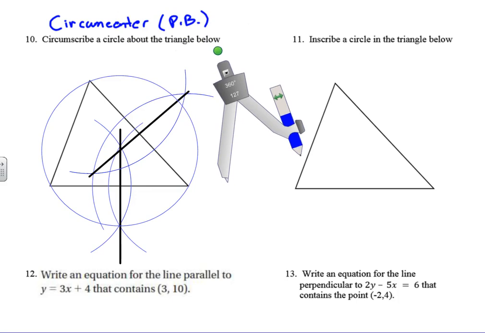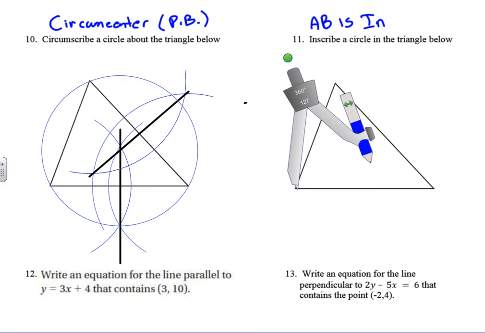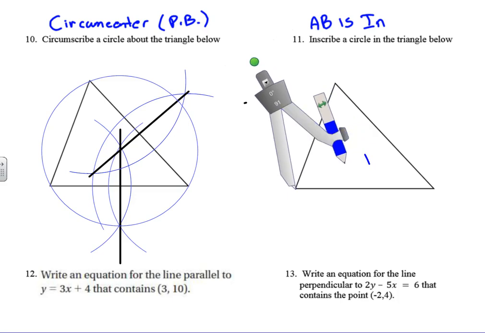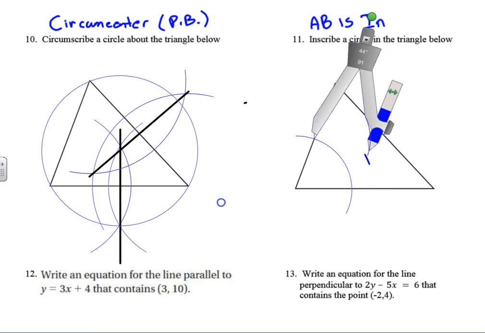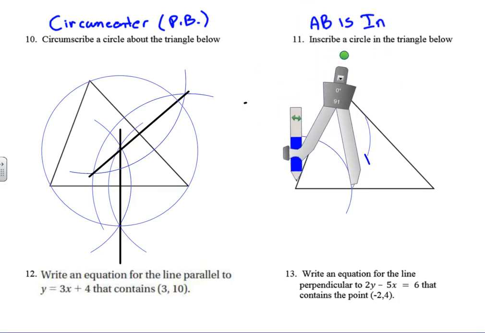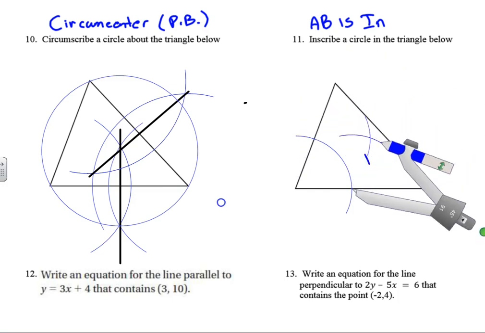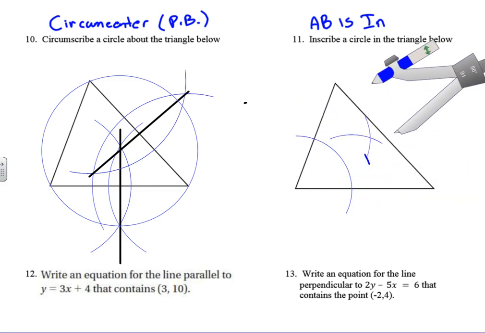Okay, so now we want to inscribe, and the way that I remember this is AB is in, meaning the angle bisectors are what's created for this. So I'm going to start over at this angle here. Let me see if I can again make that real thin. I'm going to come up here and do our angle bisector construction, kind of assuming that we're familiar with this one at this point in the year, so we're going through that.